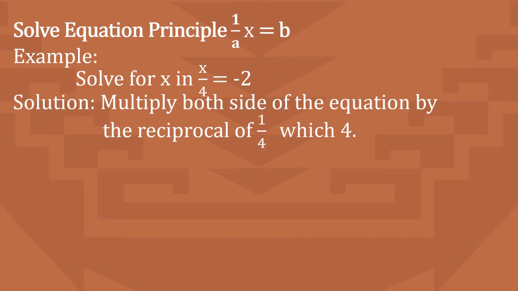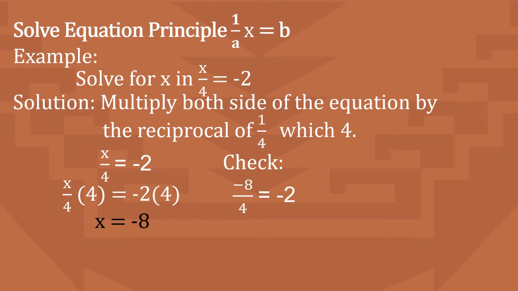Solution. Multiply both sides of the equation by the reciprocal of 1/4, which is 4. x over 4 equals negative 2. x over 4 times 4 equals negative 2 times 4. x over 4 times 4 equals x. Negative 2 times 4 equals negative 8. x equals negative 8.